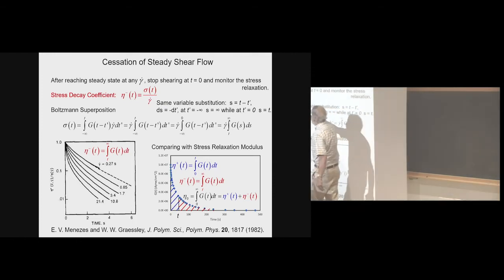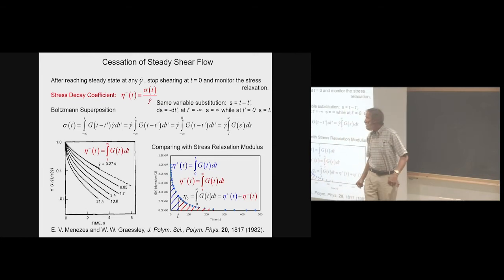And so we measure the time-dependent stress, say, in this decay experiment. We divide by the initial shear rate to get what I call eta minus. Yeah? And then you invert that to get a G. How do you get the G? We would have to measure the G of t, I guess, in a different experiment if we want to make this comparison.